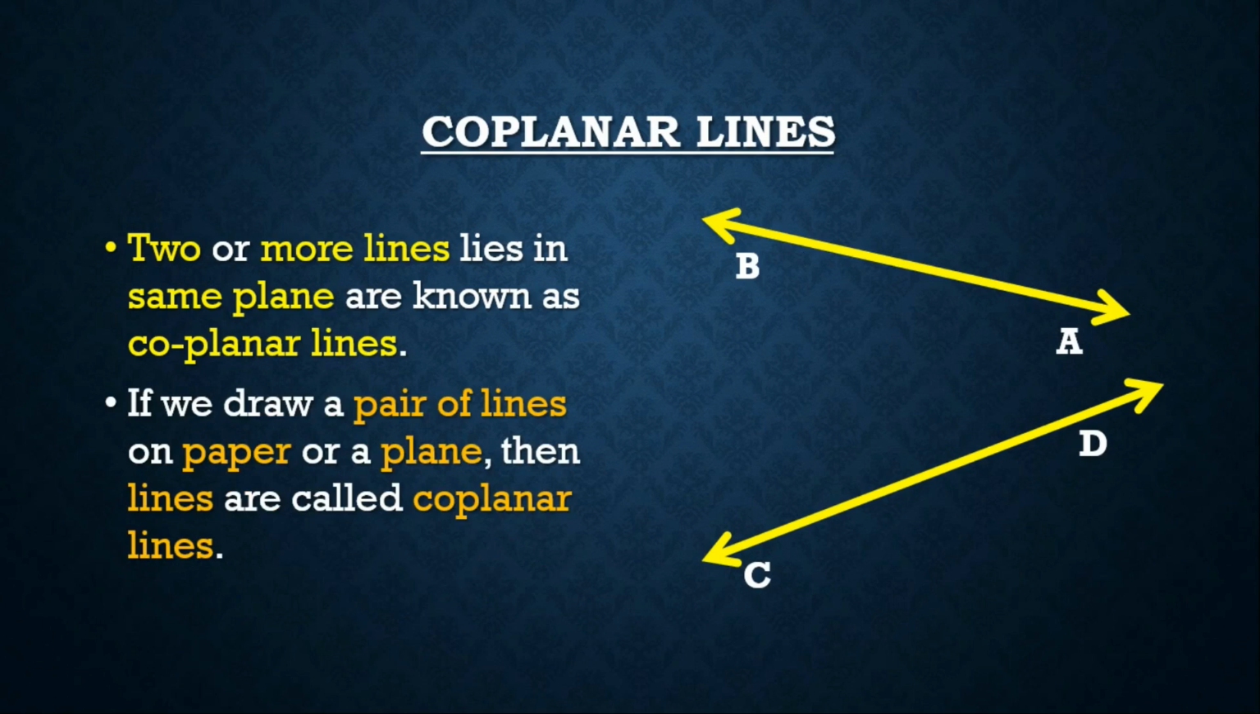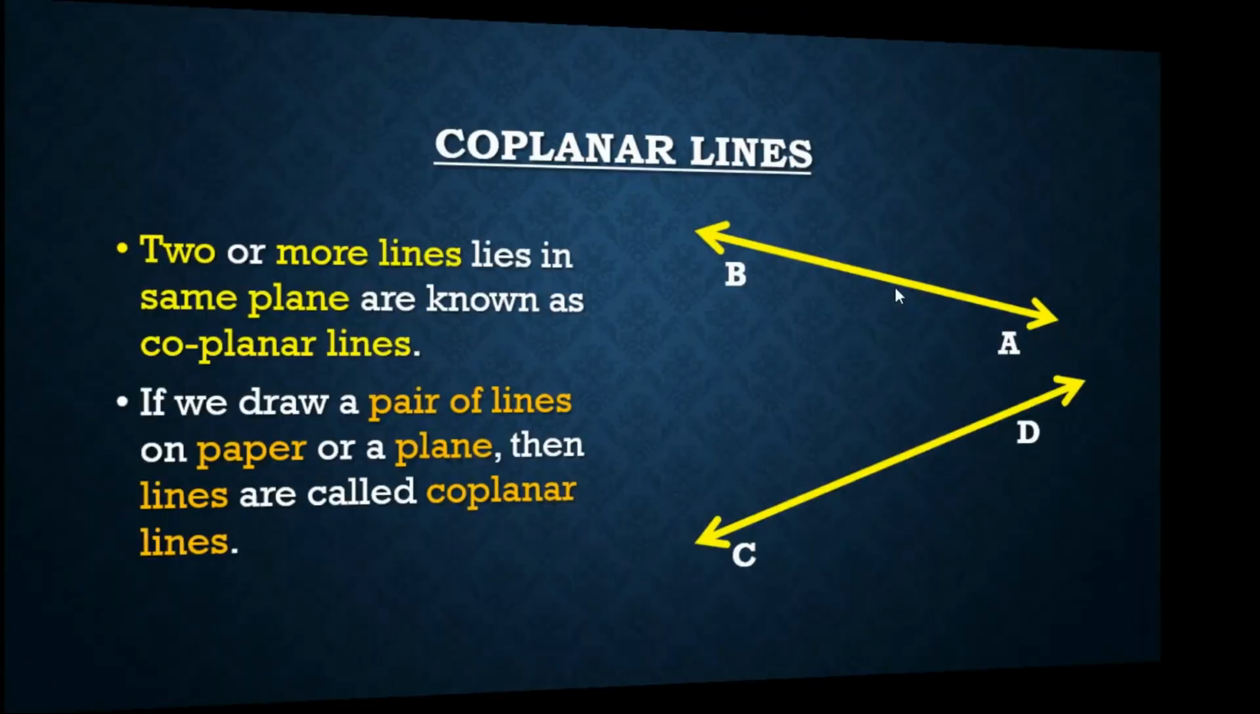If we draw a pair of lines, or two or more lines, on a paper or a plane, then the lines are called coplanar lines. So here are the two coplanar lines.